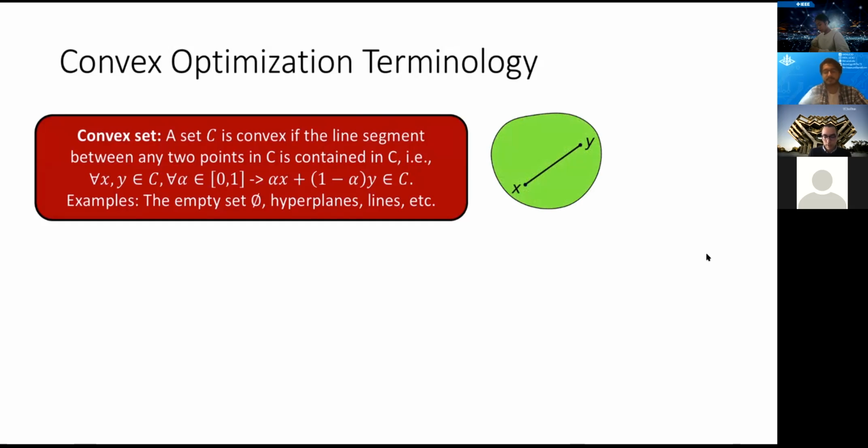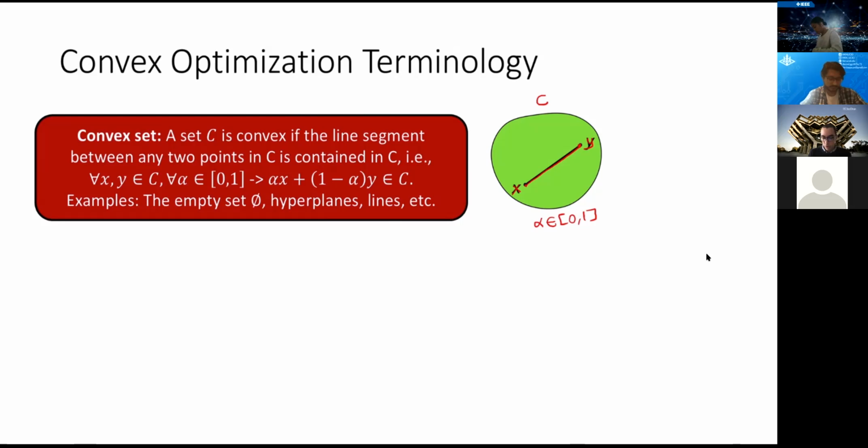Here, let's call this set C. Let's take any two points, x and y, and we already demonstrated this on this figure. We will select a constant, which we call alpha, coming from the interval 0 to 1. When we combine these points with the line segment, this should be within the convex set. If this condition is satisfied for every point in this set, then we call this set convex.